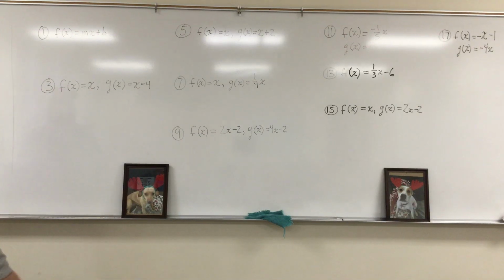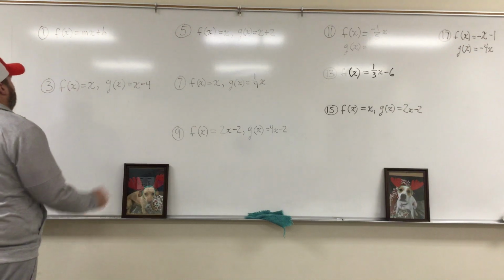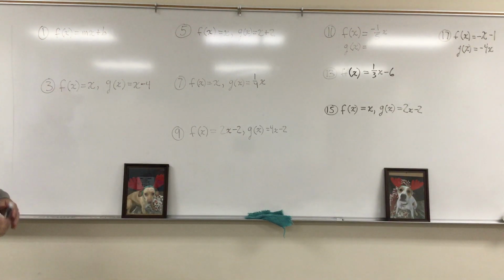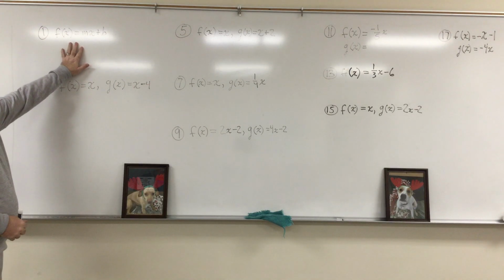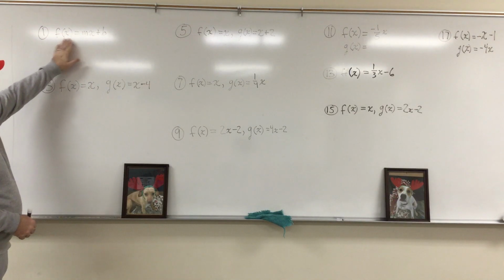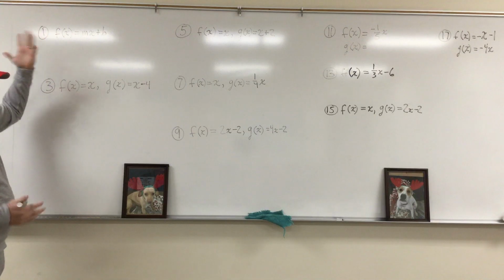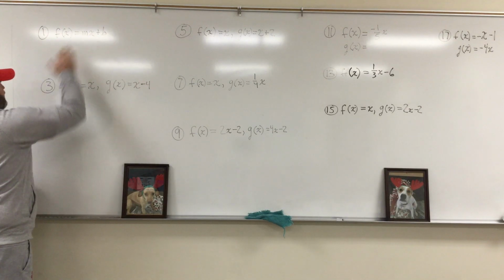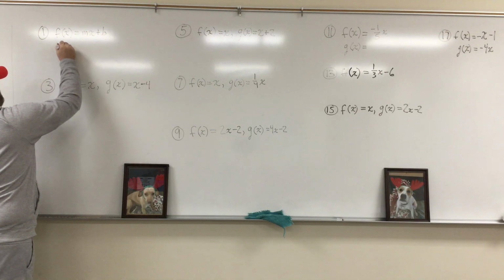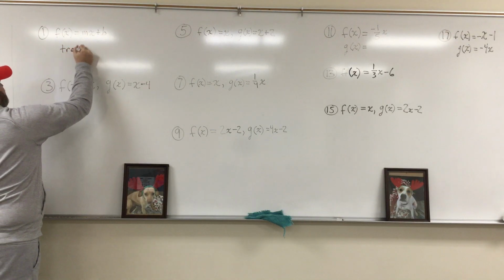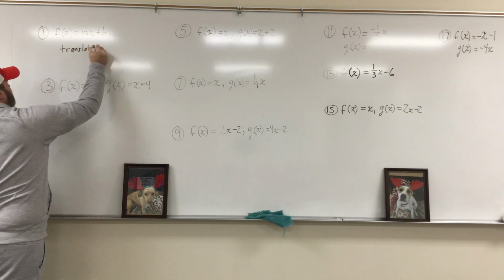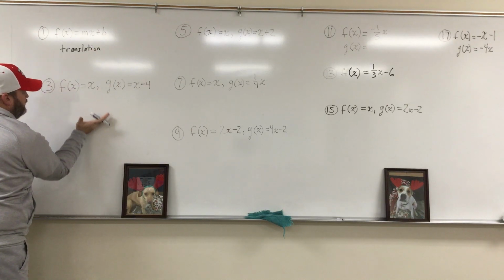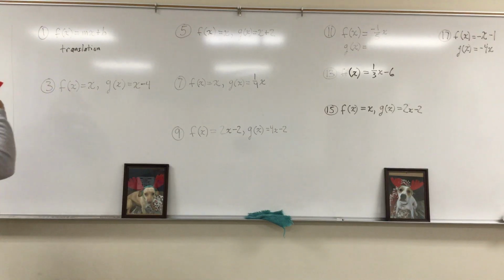So number one basically said if you have this function f of x equals mx plus b, which is just generic slope-intercept form. Instead of saying y equals mx plus b, they say f of x, but it's the same thing. They said, what happens when b changes? Well, when b changes, you'll have a translation. When your y-intercept changes, it's either going to translate up or it's going to translate down.